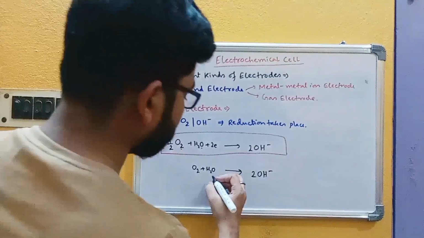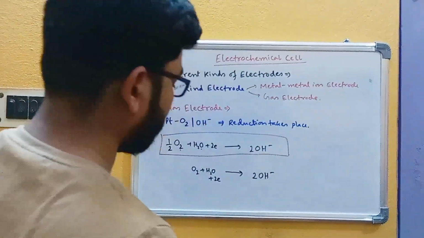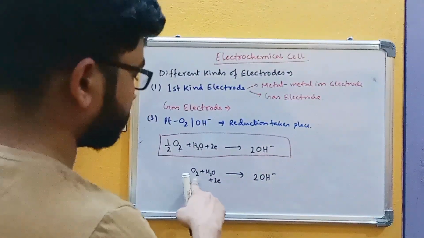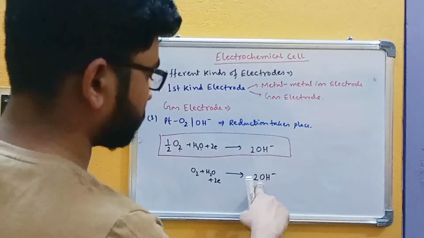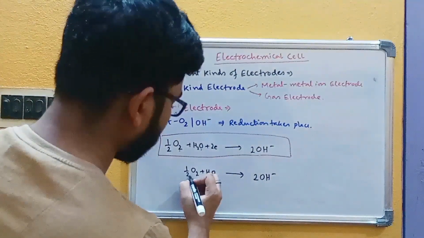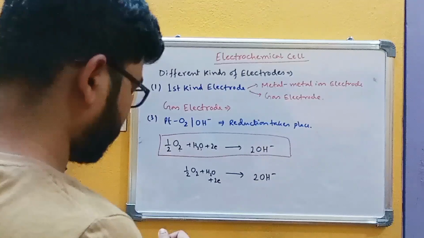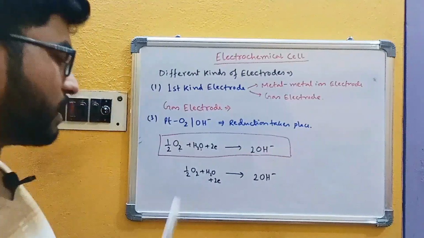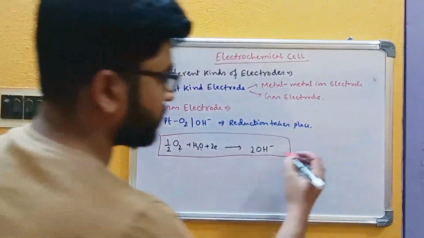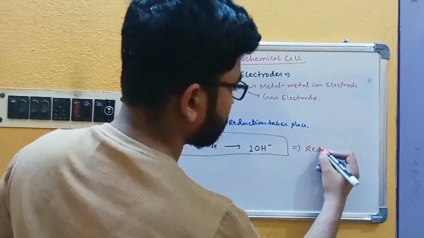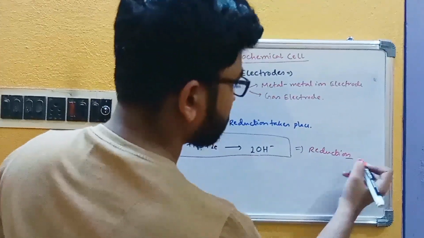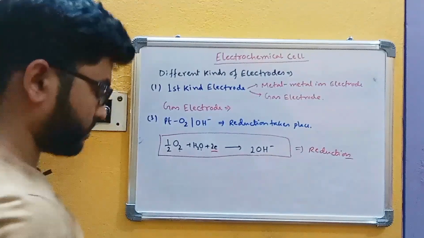In order to balance this, we have to add 2 electrons here, and here is 3 equivalents of oxygen, here is 2 equivalents of oxygen. In order to balance this, we have to add half. In such a way we can balance this reaction. So this is an example of reduction, as 2 electrons are added here.